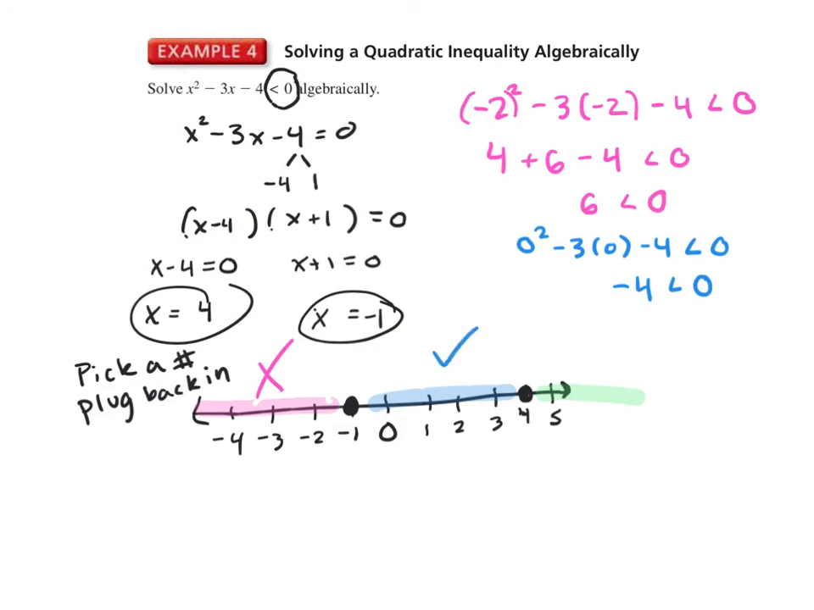So now let's test a number to the right. What can we test to the right? 5. So we have 5 squared minus 3 times 5 minus 4 is less than 0. 5 squared is 25 minus 15 minus 4 is less than 0. So this is 25 minus 19 is less than 0, which is 6 is less than 0. Is this true? Nope. So this does not work. So the only thing that works is the middle. So we would shade our middle part here.